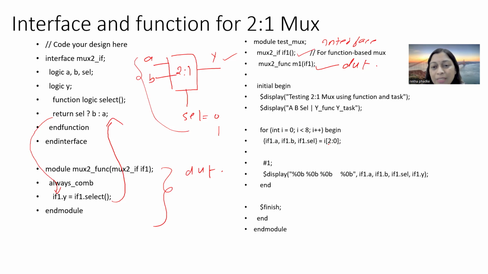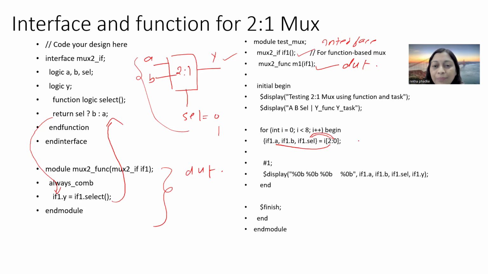That means MSB gets assigned to A and LSB gets assigned to sel. That is what I'm doing in this example. Okay. So I[0] gets assigned to sel, I[2] gets assigned to A. That means I[1] will automatically get assigned to B.